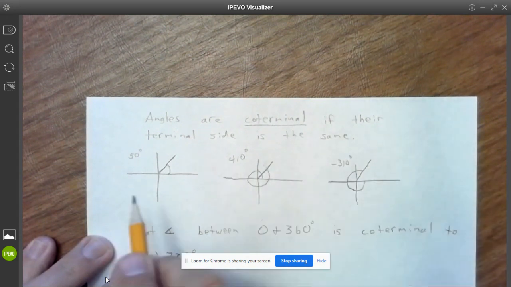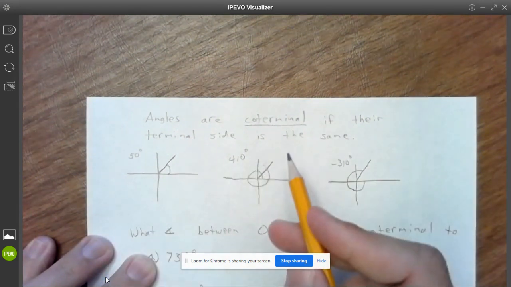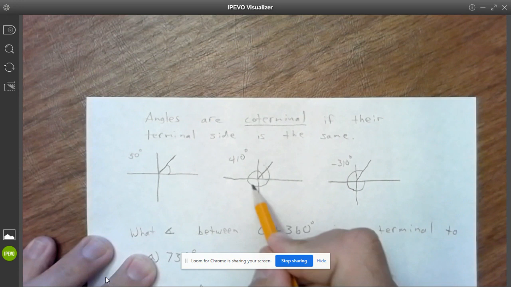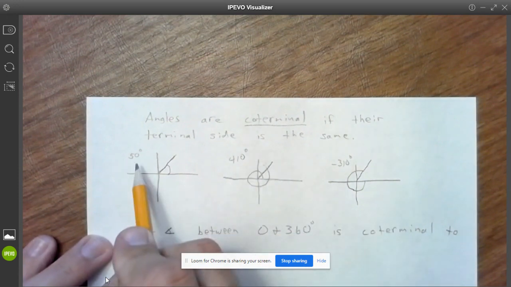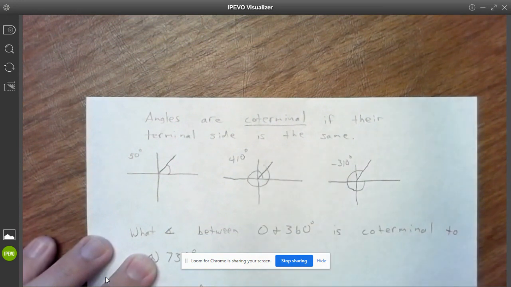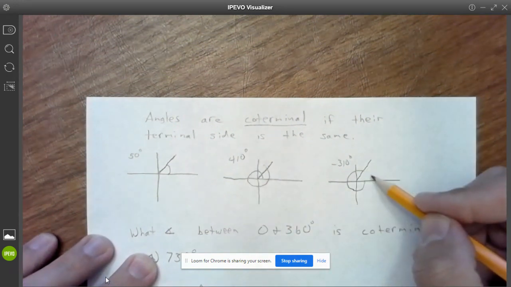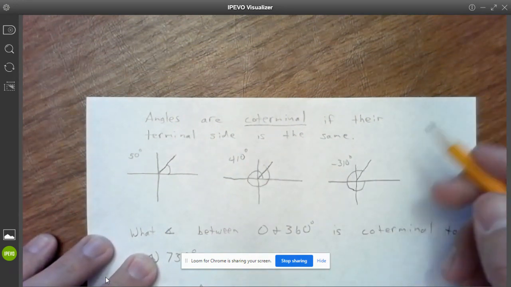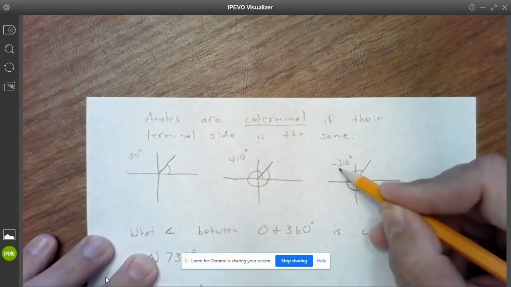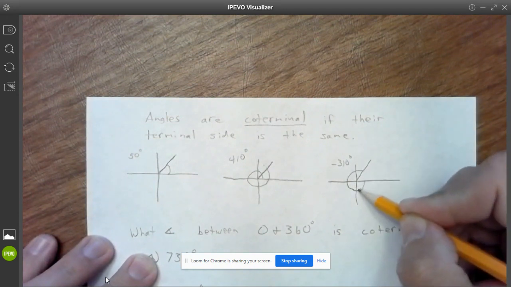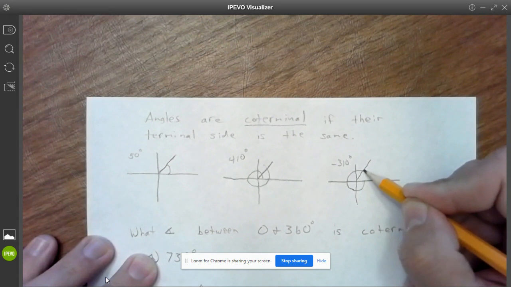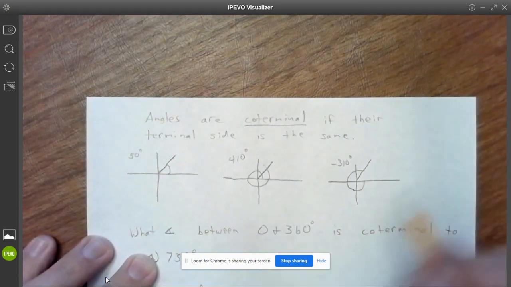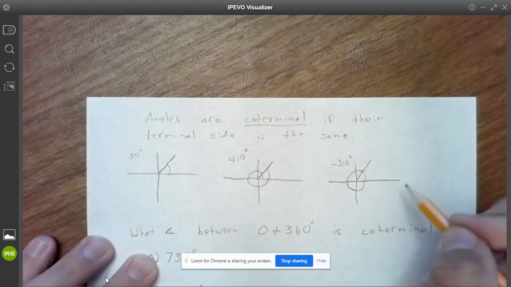To get from 50 to 410, all we're doing is making another lap around the circle. So we're just adding 360 to 50. That's how we get to 410. It also works if you go in the negative direction. If you go negative 310, it's going to loop you all the way back to the same spot as if you were just going 50 degrees up.